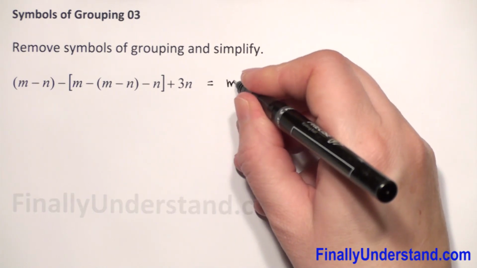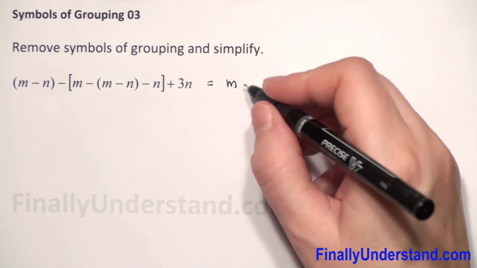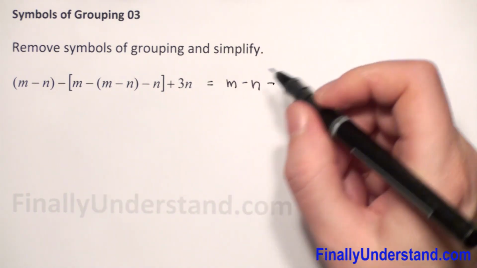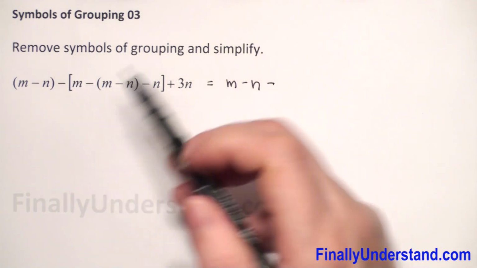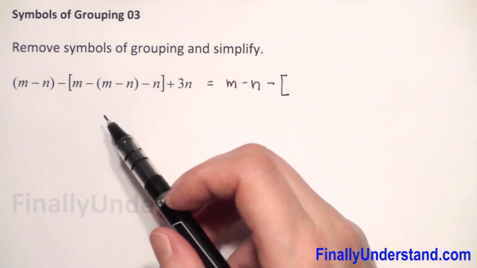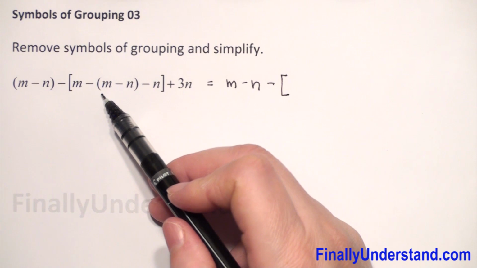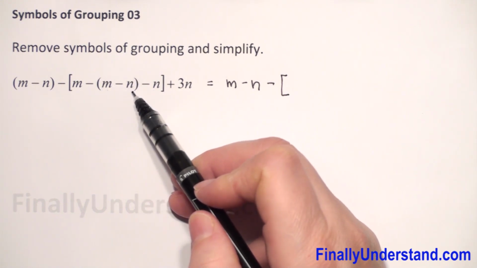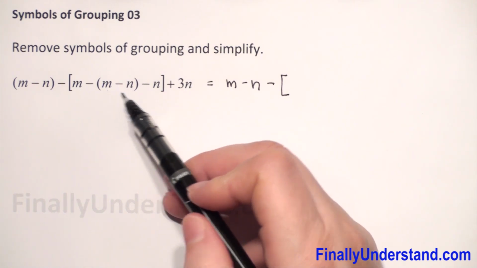We have m, and we take down the parentheses. We have m minus n. Next we have negative sign. We have to copy, and we have to go to the brackets. We copy brackets. We open brackets, and now we have to check what we have inside. We have parentheses, m minus n inside parentheses, different variables.